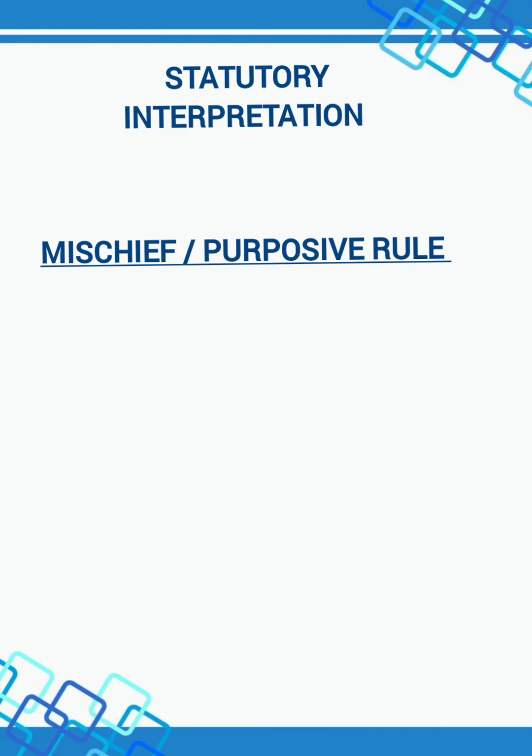We have an instance of the Homosexuality Act of 2023, right? Parliament wanted to curb homosexuality in Uganda. That's why it passed the Homosexuality Act of 2023. So the mischief was homosexuality. So if we are looking at the mischief or purposive rule, we are trying to find the reasons why Parliament enacted that law, right?